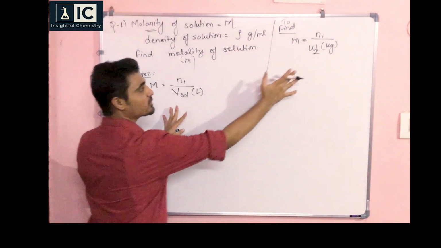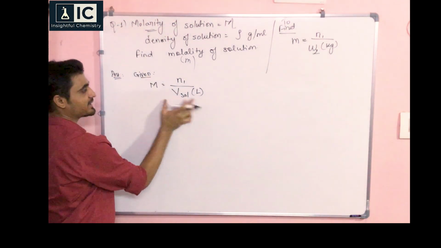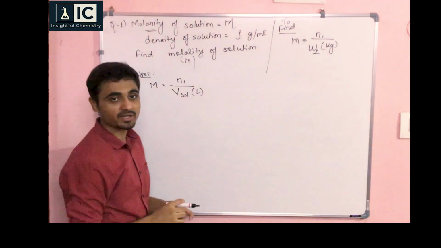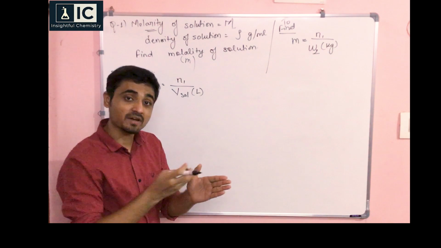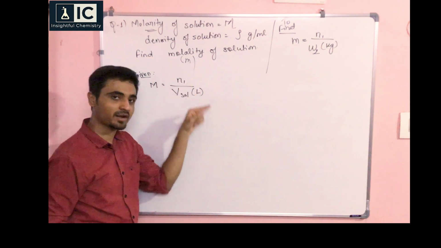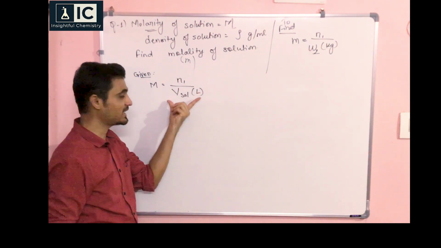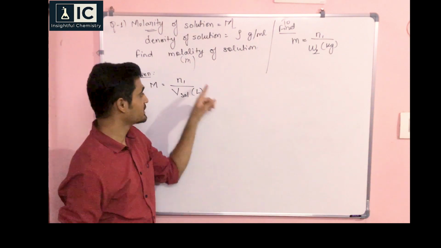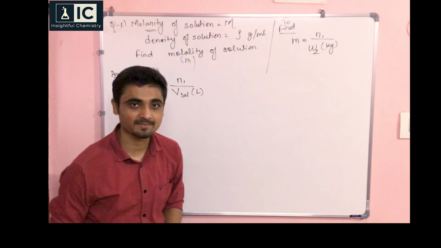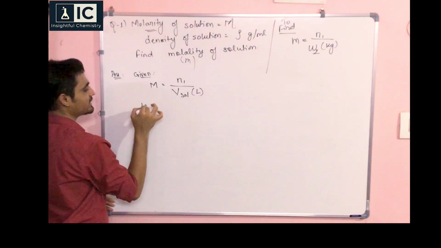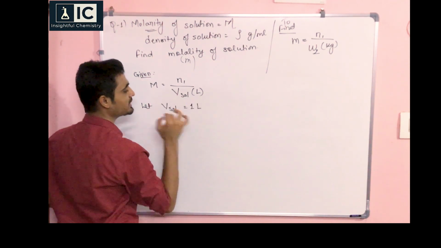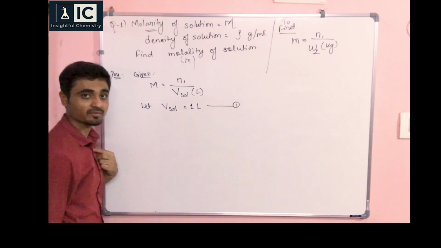Once you have written both the formulas, then what you have to do? For what is given, take the denominator to be 1 or 100. Now suppose it was a percent quantity, like percent W by V, W by W, V by V, in that case we have multiplied by 100. So therefore we take the denominator as 100. Here it is multiplied by 1, so I will take 1. If it was ppm, 10 to the power 6 is there, so I will take the denominator also as 10 to the power 6. Okay, fine. So let volume of solution be 1 liter. This is the first equation we have taken.